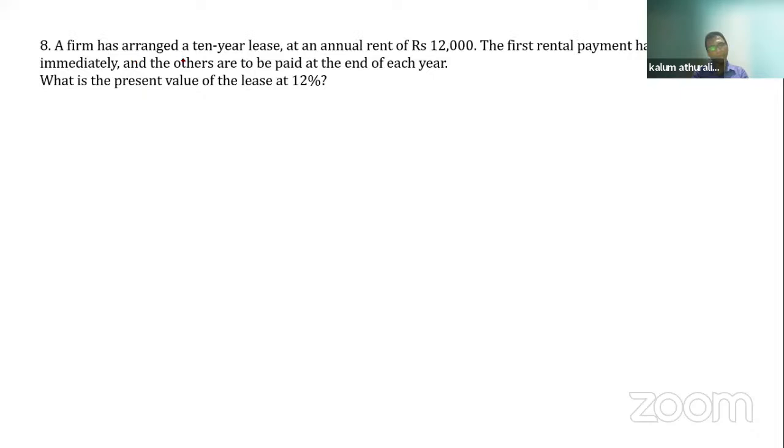A firm has arranged a 10-year lease at an annual rent of 12,000. The first rental payment has to be paid immediately, and the others are to be paid at the end of each year. What is the present value of this lease? Present value of lease means the lease amount. Right. Then we can draw the cash flow.